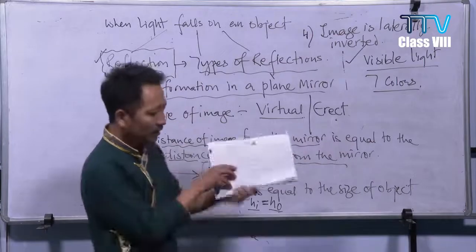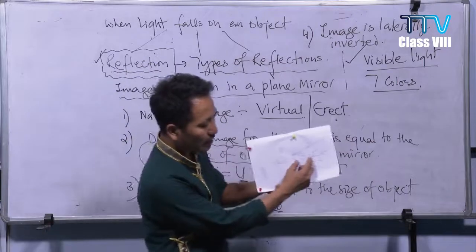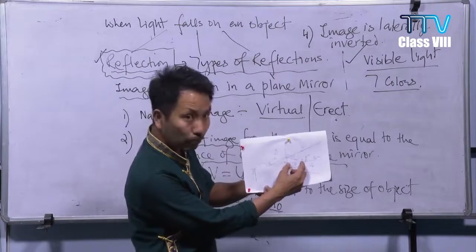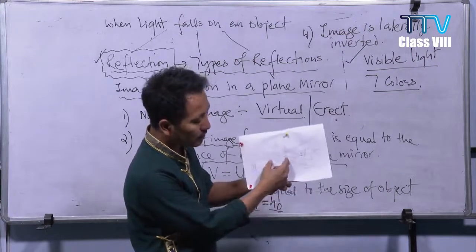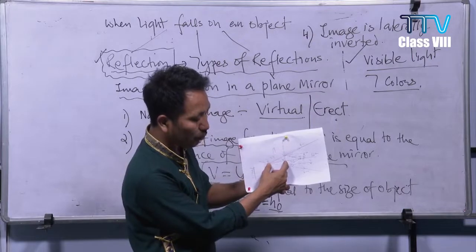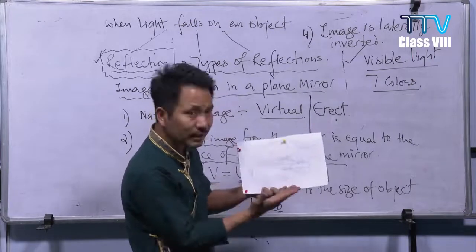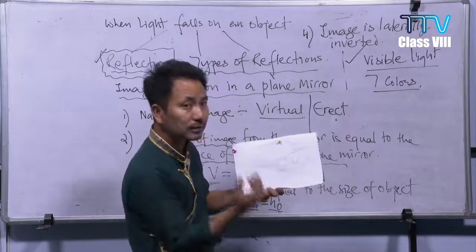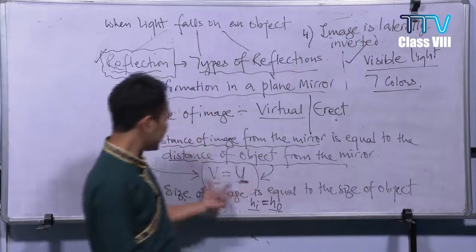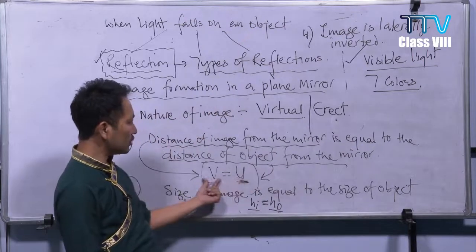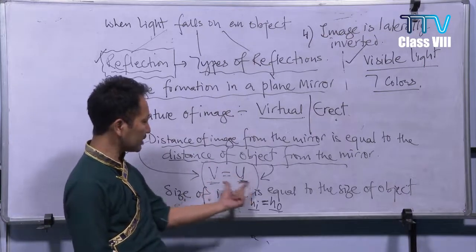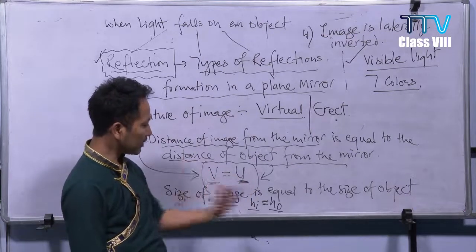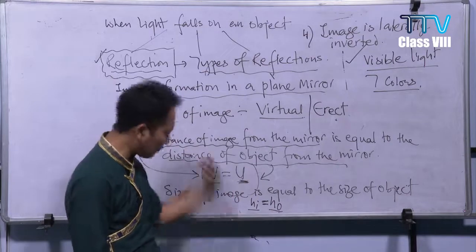I measure the distance of the object from the pole of the mirror. Pole means the geometric center. I also measure the distance of the image from the pole of the mirror. When I did this, the two distances came out the same, which means V is equal to U. The distance of the image from the mirror is always equal to the distance of the object from the mirror. That's the second characteristic of an image formed in a plane mirror.